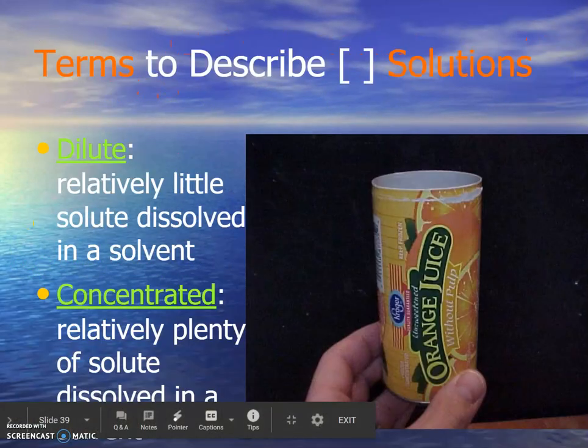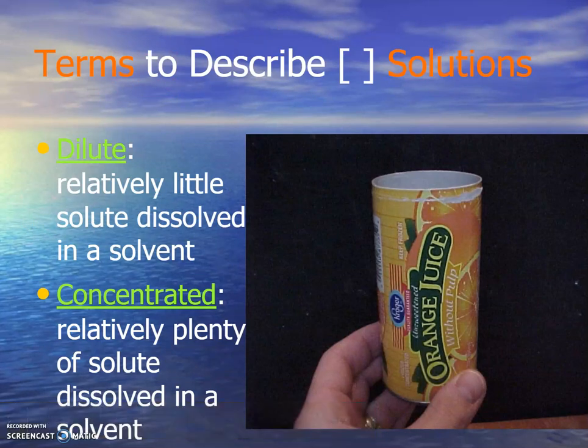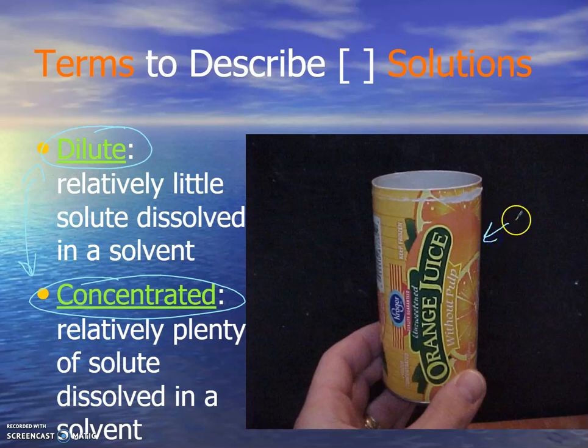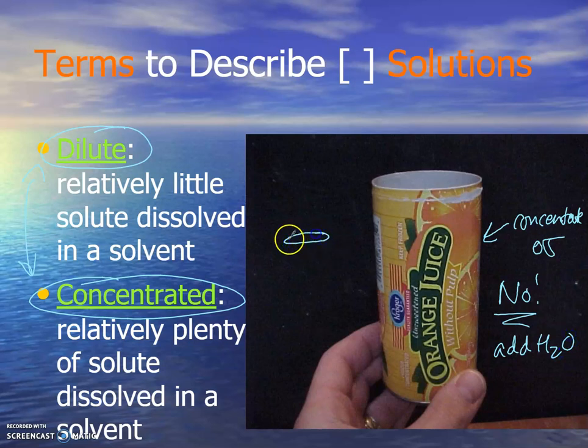All right, so in general, what we end up having is two terms: dilute and concentrated. Okay, they are relative to one another. So this isn't a specific number. Okay, this right here, this is concentrated OJ. So can you drink this right out of the can? No. What do you need to do? You need to add water to it first. It's usually inside your pitcher here.